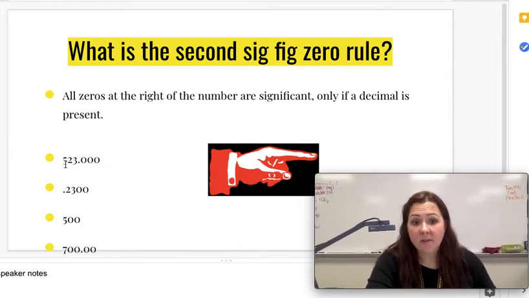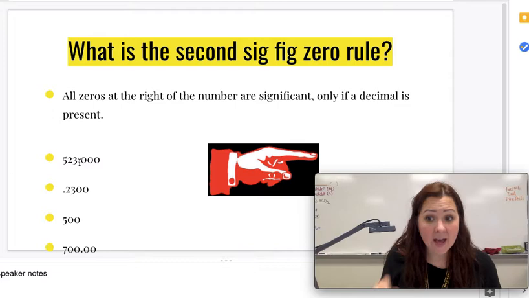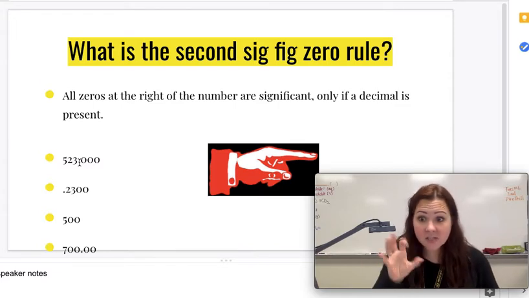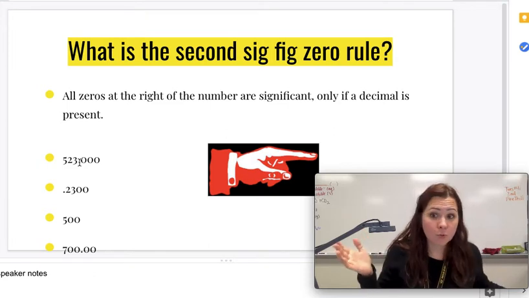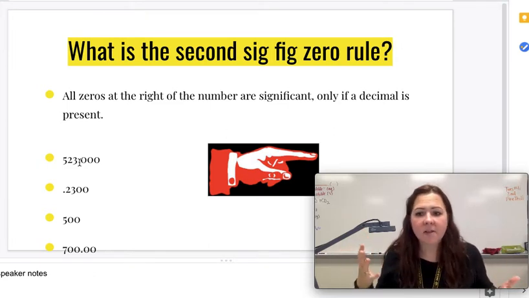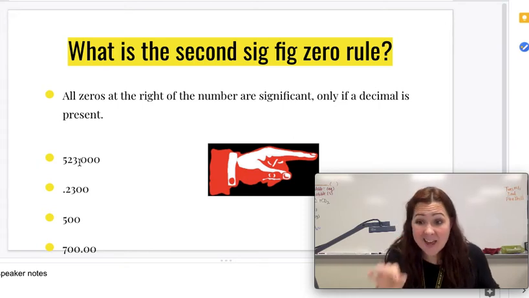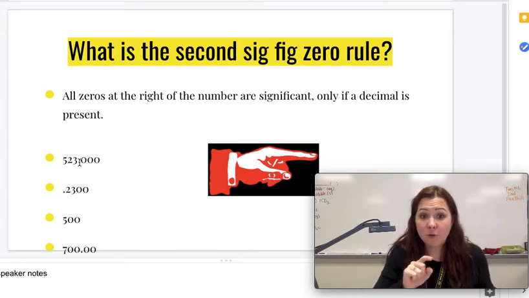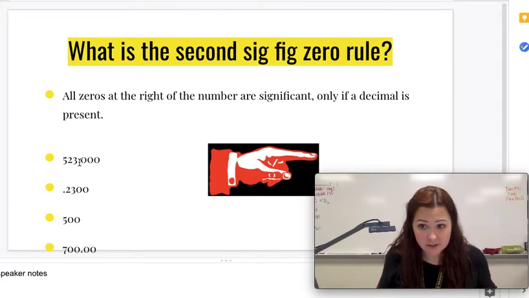So this one, 523.000, there's a decimal place there. That decimal place shows accuracy and precision. So this is a very precise number. We were able to read something on a ruler or a balance or something like that, where it read out to 3 decimal places and it was dead on 523.000. That number has 6 SigFigs.